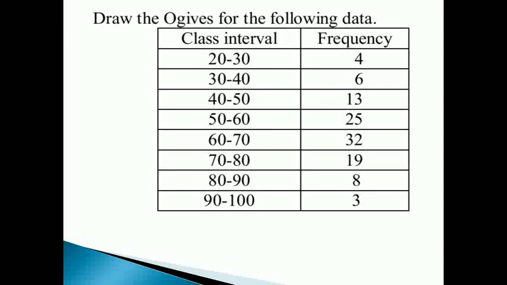So here is one example for an ogive curve. Draw an ogive curve for the following data. The first column stands for class interval and the second one is for the frequency of those classes. The classes are from 20 to 30, next 30 to 40, 40 to 50, 50 to 60, 60 to 70, and so on up to 90 to 100. And the corresponding frequencies are 4, 6, 13, 25, 32, 19, 8 and 3 respectively.